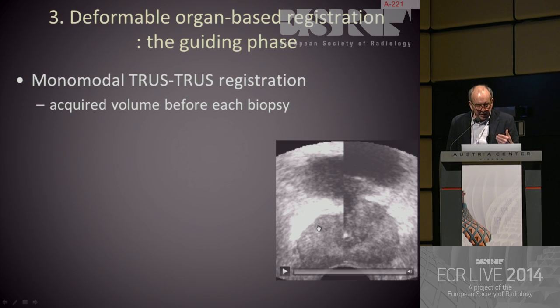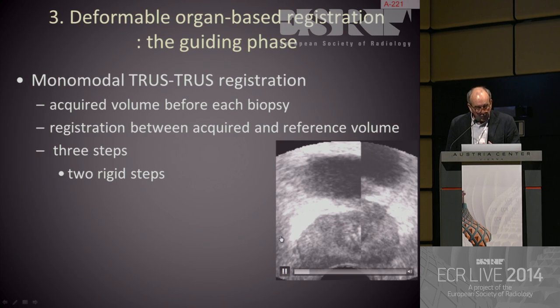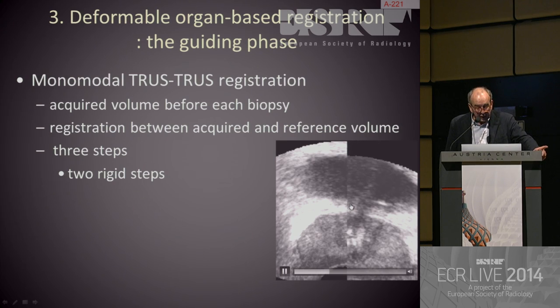Now, you're not finished. This is the reference volume you just acquired. But now you're going to do the biopsy. Before each biopsy, you need an acquisition. So this is the acquired volume on the right side. Before each biopsy, registration is very poor. So you need to do a TRUS registration. And now you start with 2 rigid steps. Look, they're going to adjust the anterior part of the prostate. It starts well, but the posterior aspect is still not adjusted.